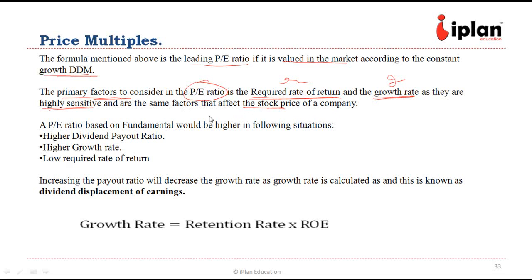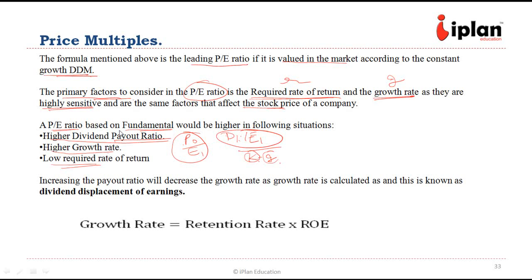From the formula itself we can understand that the PE ratio based on the fundamentals will be higher if the dividend payout ratio is higher, that is D1 by E1, it was in the numerator. So if this is higher, the price to earnings ratio is going to be higher. If the growth rate is high, we have R minus G, this number is going to be low and P naught by E1 is going to be high. And let us look at the third term, which is the required rate of return. If R is low, then this denominator is going to be low and P naught by E1, the price to earnings multiple, is going to be high.